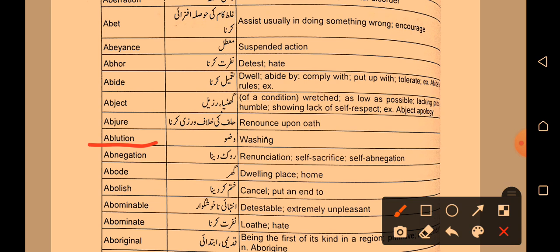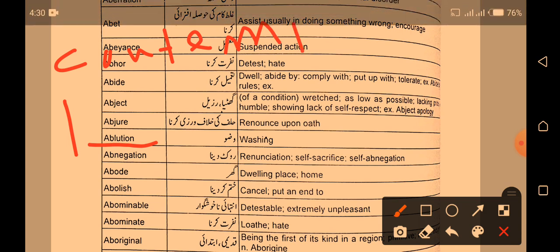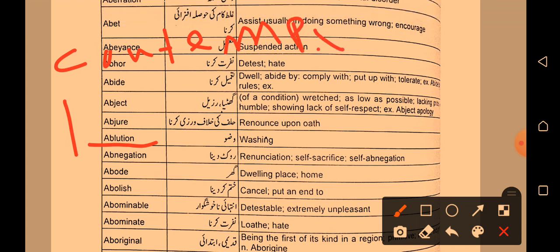Other word we have is contempt. Contempt is a word that could be used from a religious point of view, meaning to insult, to show disrespect. The spelling of the word is C-O-N-T-E-M-P-T. Contempt means to insult. Okay.